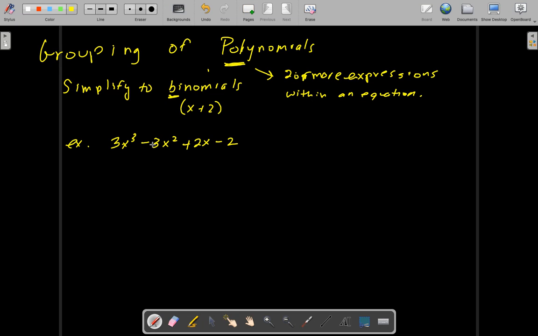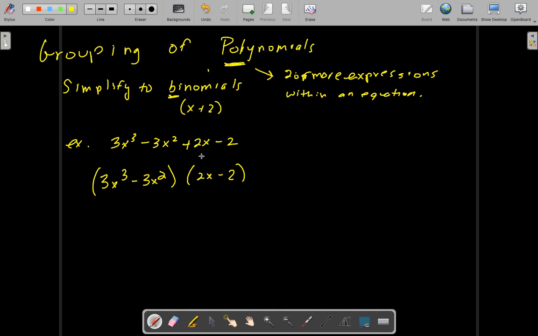The first thing we want to do is split these up. We're going to keep these together. I'm getting better at this. This is much easier to use. I found a new way, this welcome board. And then the other one is 2x squared minus 2.